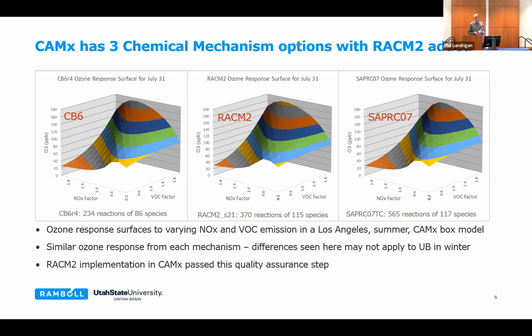And the shape of these surfaces is very similar. So definitely, these mechanisms are way more similar than they are different. You could look closely and you could find differences, but this is a Los Angeles summer condition, so I really don't want to dig into this because we want to look at the Uinta Basin in winter. So this was a QA step, and it looks good.